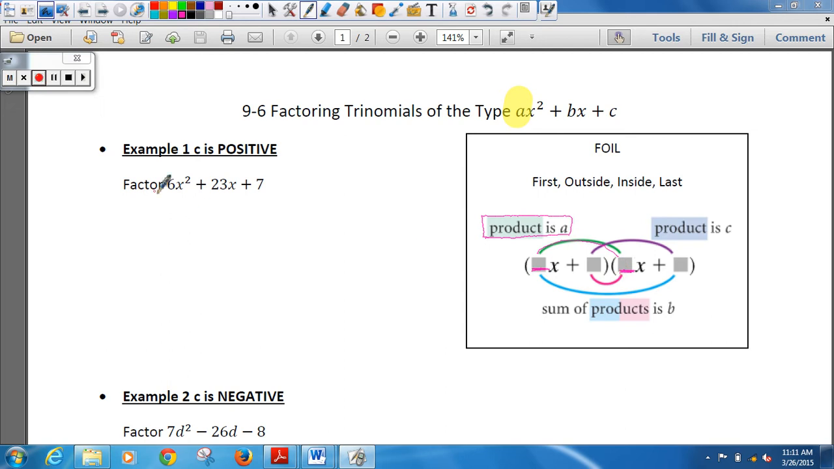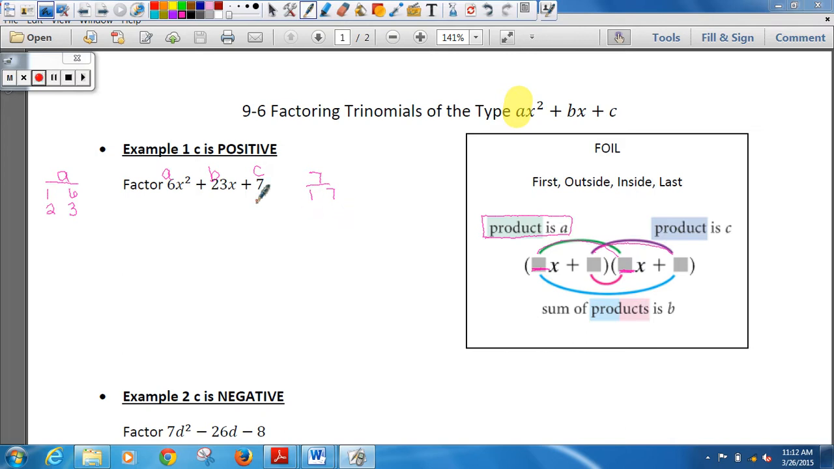So if we look at the first one over here, we have A, B, C. If it's the product of A, I'm going to list my factors of A. We have 1 and 6, we have 2 and 3. So those are my two options for my first blanks. Then the product of C are the two last ones. So I'm going to list my factors over here. Factors are 1 and 7.